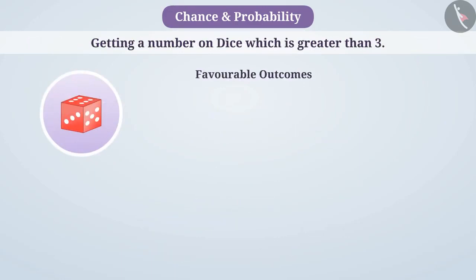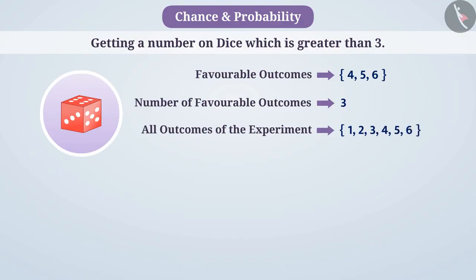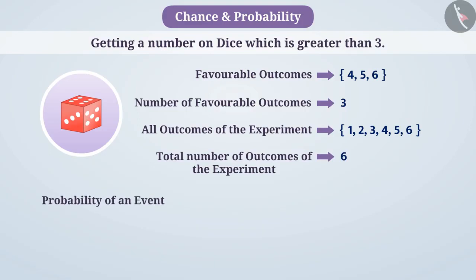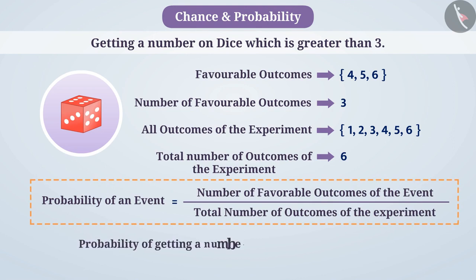Here, favorable outcomes are 4, 5 and 6. In this way, there are 3 results of the occurrence for the event of getting a number greater than 3. But any number 1, 2, 3, 4, 5 or 6 can come up in this experiment. So, here the total outcomes are 6. The probability of an event is the ratio of the number of favorable outcomes of the event to the total number of outcomes in the experiment. Here, the probability of getting a number greater than 3 will be 3 by 6, which is equal to 1 by 2.